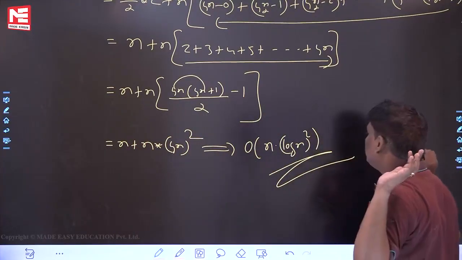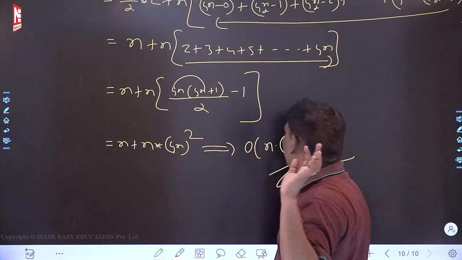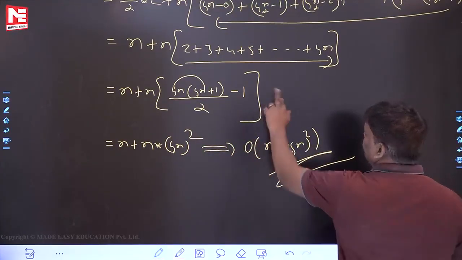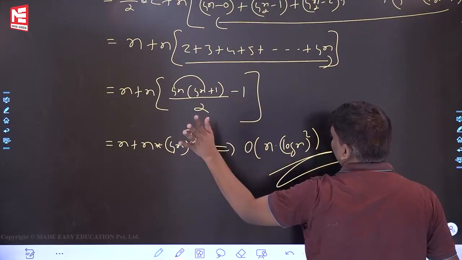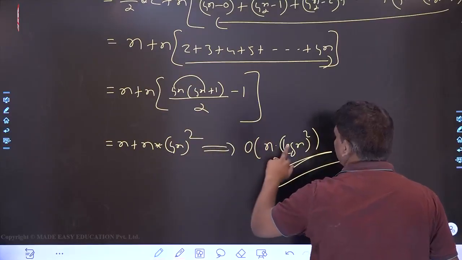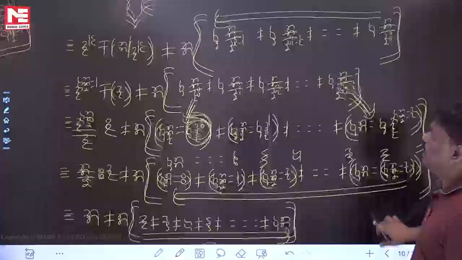To this problem the answer is n into log n square. And one more thing: the left side and the right side, the bigger function is the same, so you can write theta also. Only small constants I neglected; functions I didn't neglect. Left side, right side, the bigger function is the same, so theta is also possible. To this problem the answer is n into log n square.